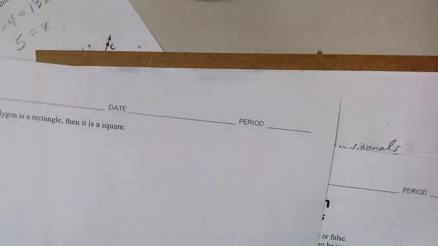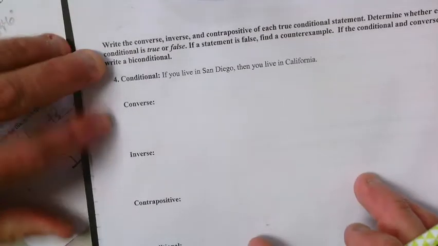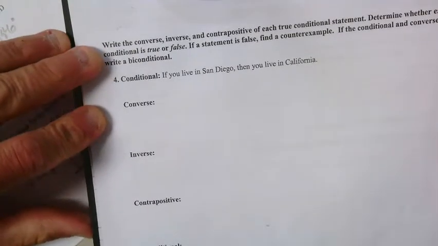Let me check one more example for you. Yeah, let's do this. I've got two more things we can do. This next section says this. Write the converse, inverse, and contrapositive of each true conditional statement. Determine whether each related conditional is true or false. If the statement is false, find a counterexample. If the conditional and its converse are true, write a biconditional.